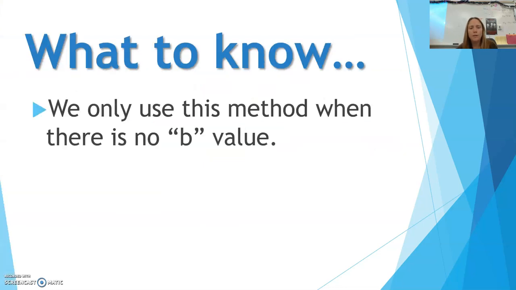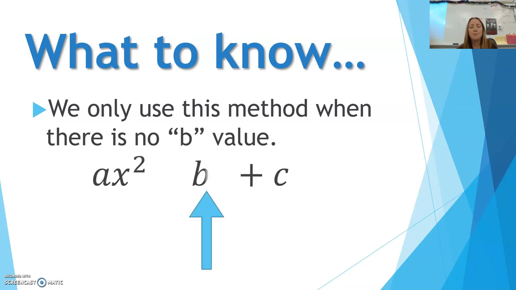What we want to know about this one is that solving by taking the square root only occurs for one type of problem. These are the kinds of problems where there's no b value. So you have ax squared plus bx plus c, and when this value in the middle is missing, so essentially all we have is the ax squared and the plus c, this is the method that you can use. It's an option for you to use.